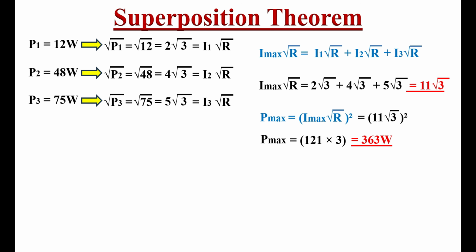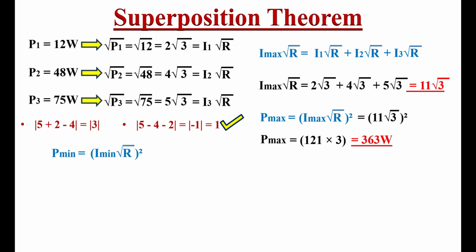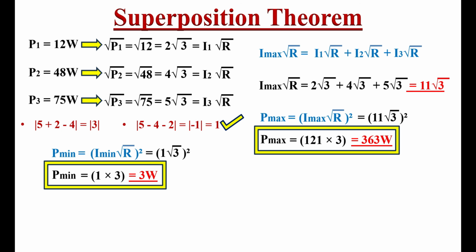We test different directions. If we have 5 plus 2 minus 4, we get a magnitude of 3. But look at the second option. If we take 5 minus 4 minus 2, the result is minus 1. Since we are interested in magnitude, mod of minus 1 gives us 1. Now we apply the power formula using this for minimum power. P minimum equals the square of 1 root 3. 1 squared is 1 and the square root of 3 squared is 3. This gives us a minimum power of only 3 watts. Just compare this minimum and maximum power.